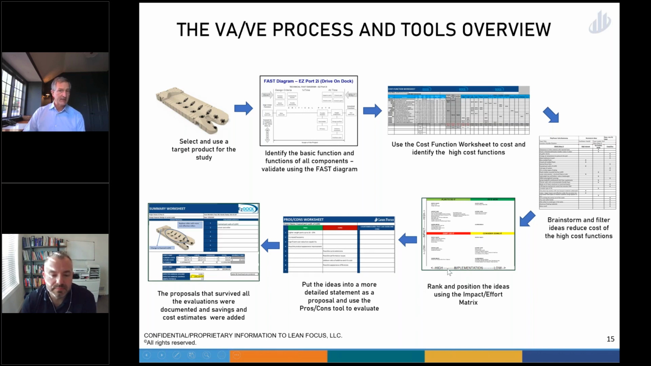And once you've got a sense of priorities, and you've said there are some big ideas in here, but they're a lot of effort and maybe not as much impact, we weed those out. Then you go a little bit further with your pros and cons worksheet tool to say, okay, if we do this, what else has to change, or what are the other implications, and develop your short list of proposals: the cost to implement, the benefits, and how much time it would take. And that's ultimately your output from a VAVE Kaizen event.